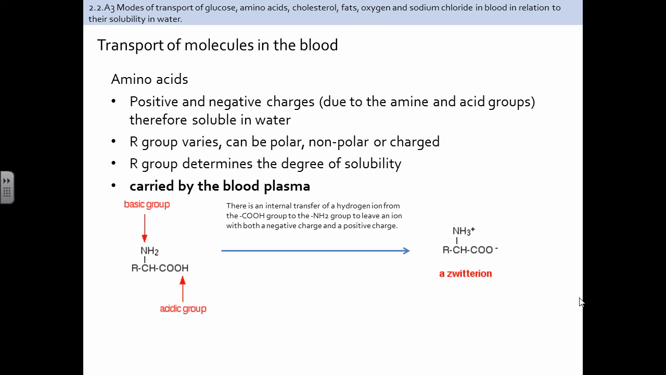plasma. Okay? Amino acids are also soluble in water, and they do have what's called an R group, which we'll learn about when we talk about proteins. And that R group can be polar, it can be nonpolar, or it can be charged. And the R group does help determine the degree of solubility. So if, for example, the R group is polar, then that amino acid is probably going to be very highly soluble in water. If it's a nonpolar R group, then it's probably not going to be as soluble. And these molecules are also carried by the blood plasma.